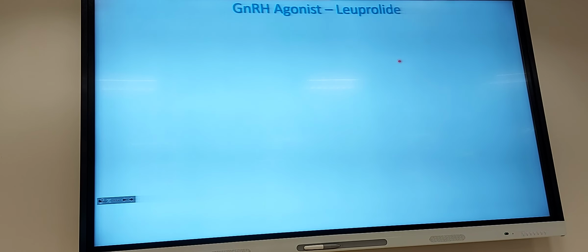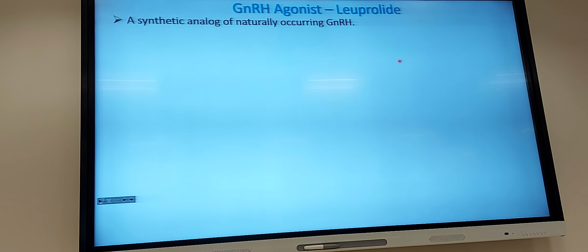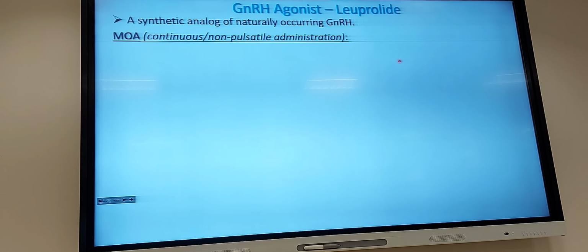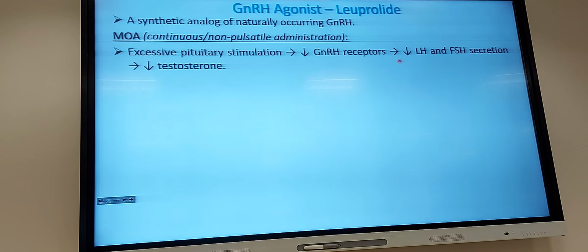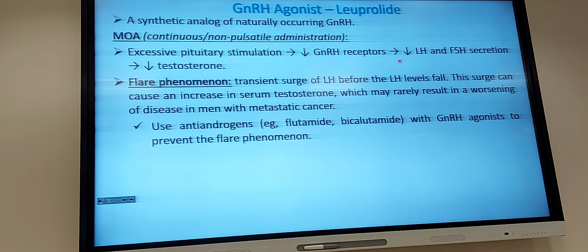I've just put one drug, leuprolide. There are many other drugs, but with each category I just put one. It's an analog of GnRH, and when you give it continuously, in a non-pulsatile format, it leads to excessive stimulation of the pituitary, which eventually leads to a reduction in GnRH receptors, decreased LH-FSH secretion, and low testosterone. But in the beginning, in the first few weeks, it will increase the LH production and will increase the androgen production.